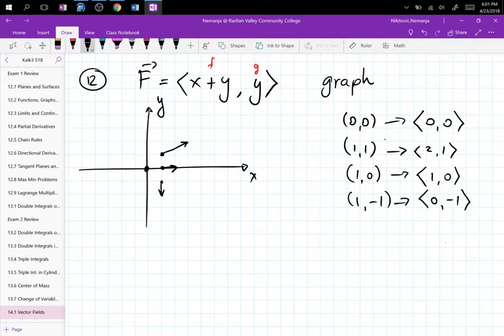Pick another point. Let's pick 0, negative 1. 0, negative 1 gives negative 1, negative 1. So 0, negative 1 is here. I need to go down, left.